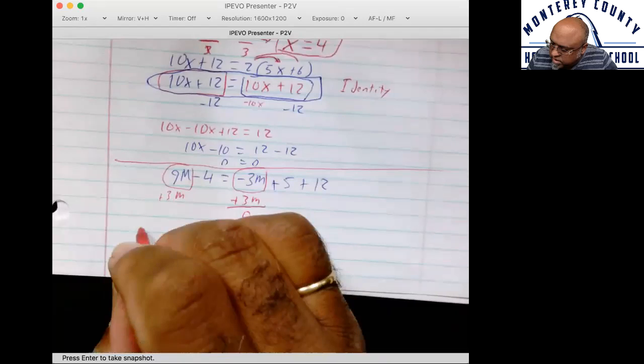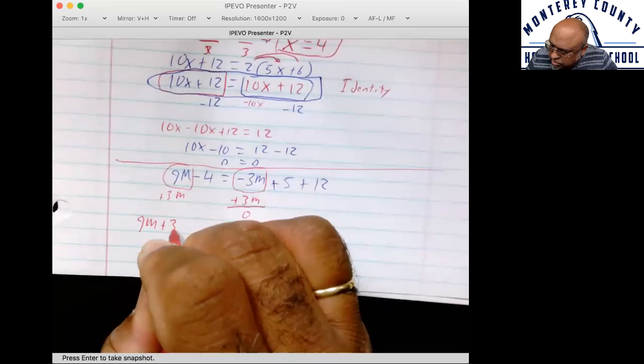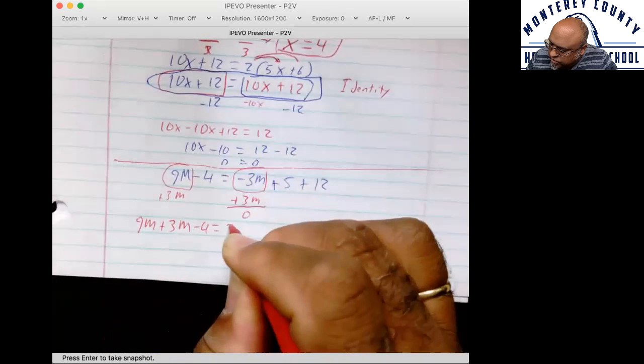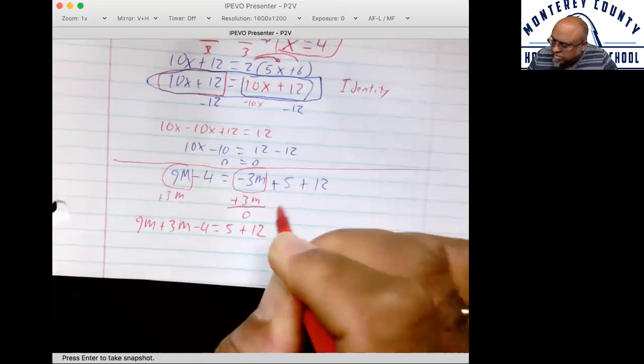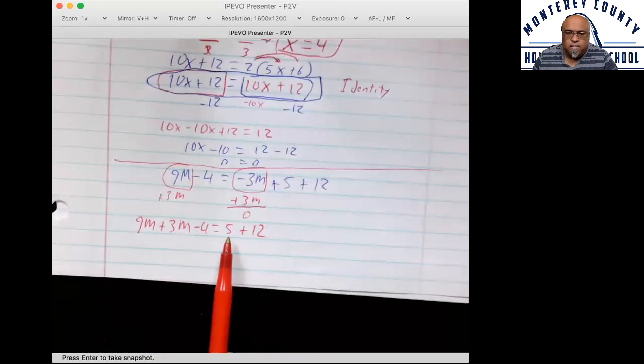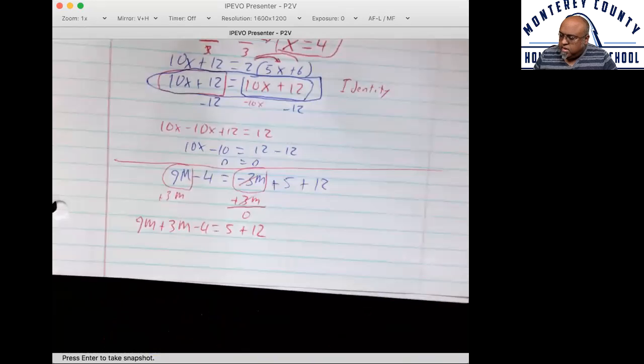Now I'm going to write this linear style. So I'll have 9m plus 3m minus 4 equals 5 plus 12. Now you notice since I moved the 3m to the other side, I don't have to write it here again. Okay? Because for this side, it's canceled out. Okay? This one, I didn't solve it yet. I just rewrote it.